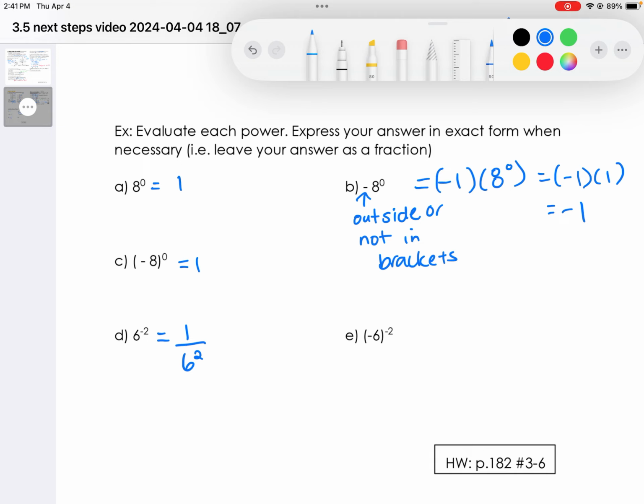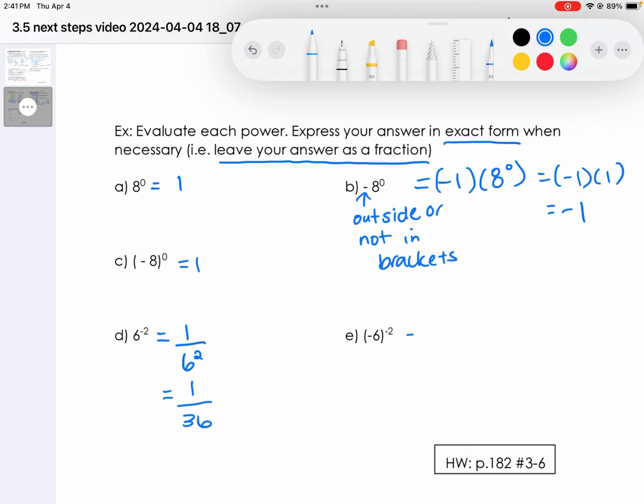Why did I make it a fraction? I'm told, exact form, leave your answer as a fraction. And then you get 1 over, you can put in your calculator. If you have a Casio calculator, you can put a fraction, 1, and then in the bottom of the fraction, you can put 6 to the power of 2, and it should give you 1 over 36. If you don't have a Casio calculator, you just make the fraction and then put 6 to the power of 2 in your calculator, and then write it down as a fraction.